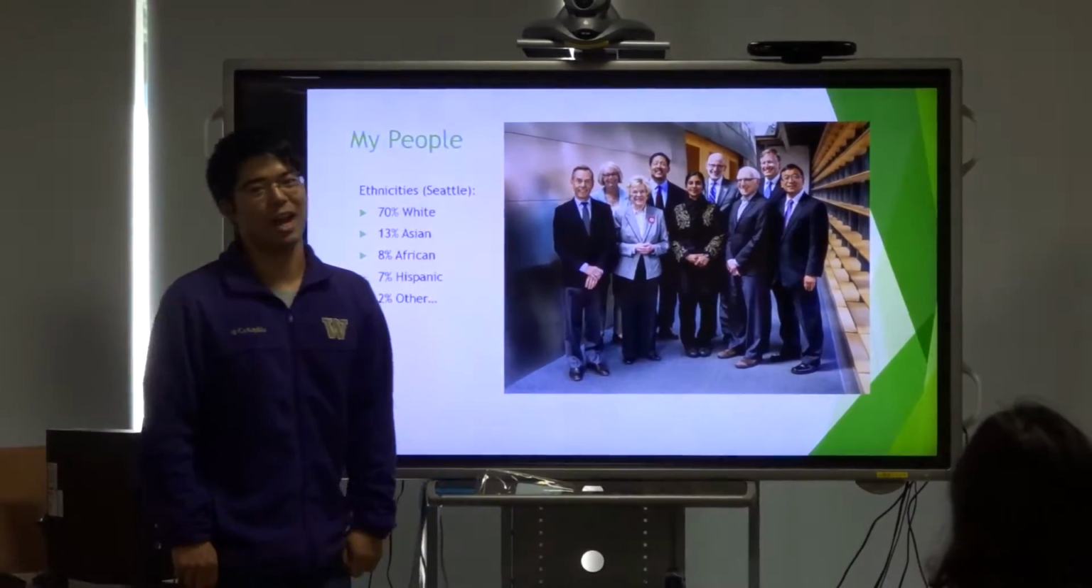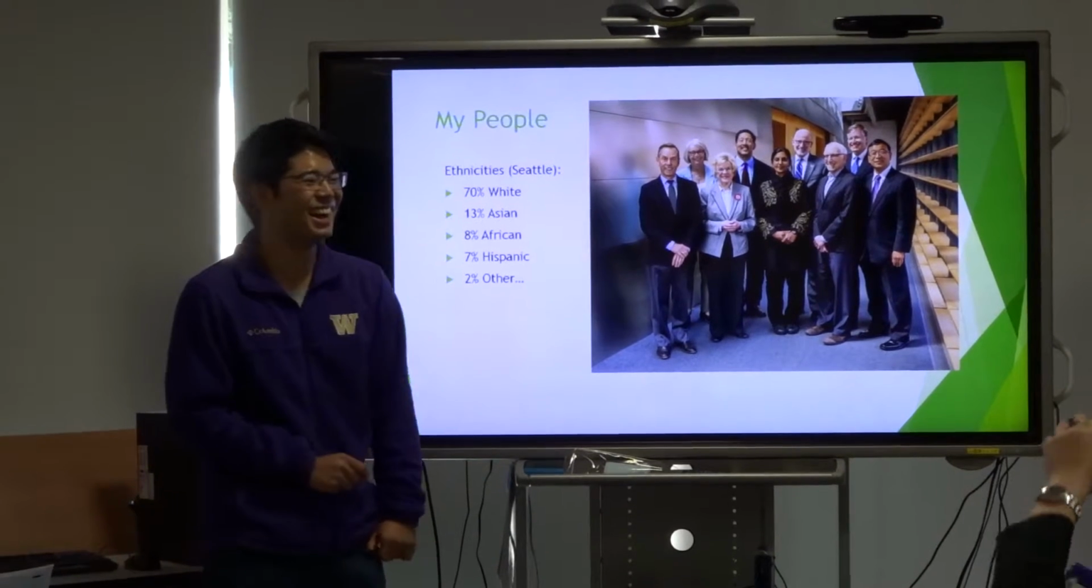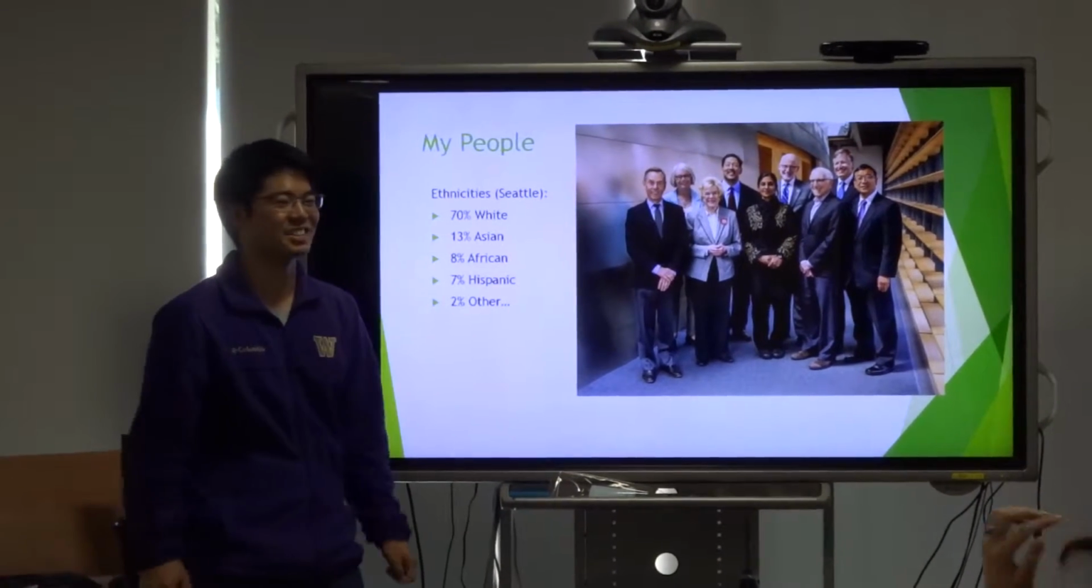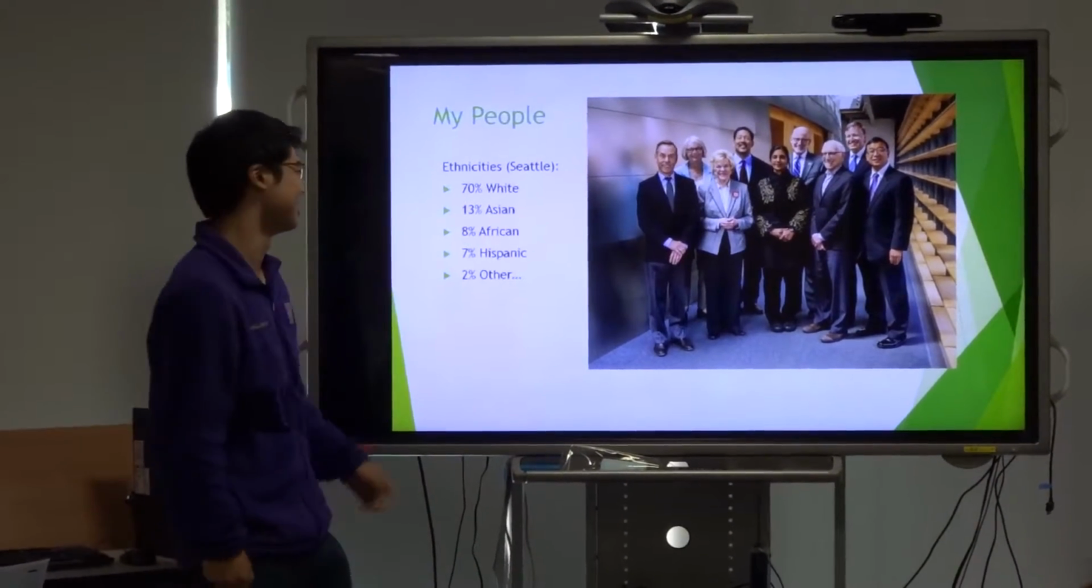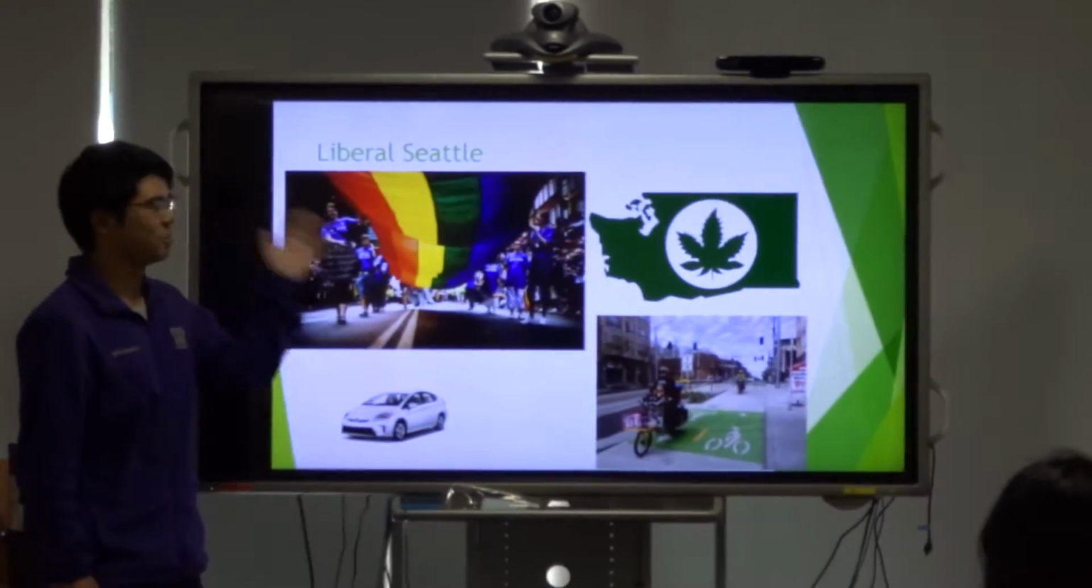His name is Ed Murray, and the very interesting thing about him is that he is gay. And the other interesting thing about him is that his husband is also Japanese, which brings me to my next topic, which is liberal Seattle.